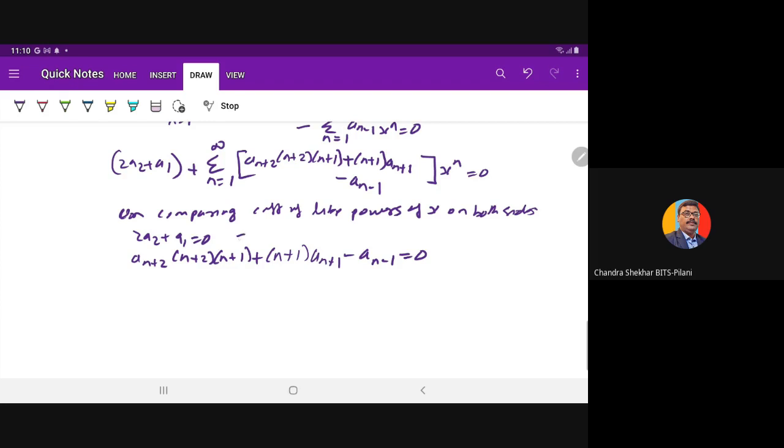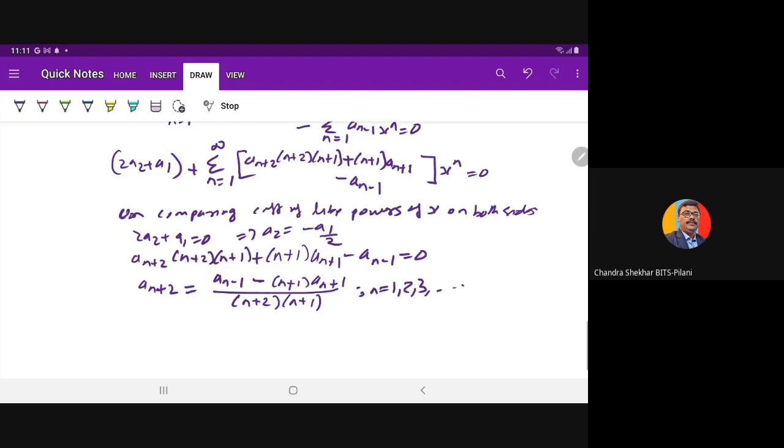So this will give you a2 is equal to minus a1 upon 2, and this will give you a_{n plus 2} is equal to (a_{n minus 1} minus (n plus 1) a_{n plus 1}) upon (n plus 2)(n plus 1), for n is equal to 1, 2, 3 and so on.